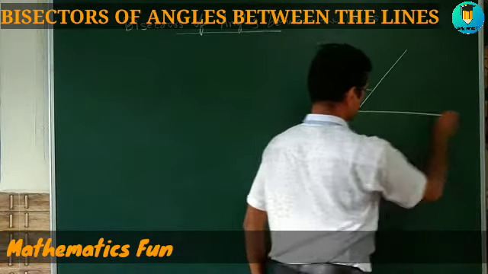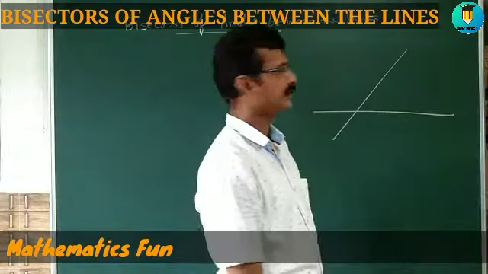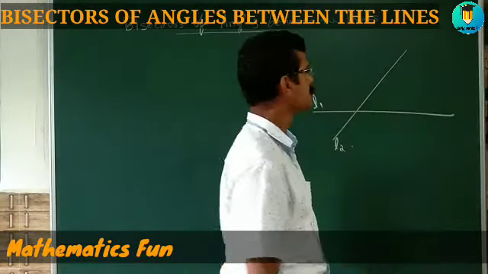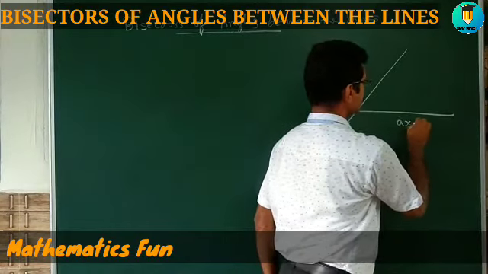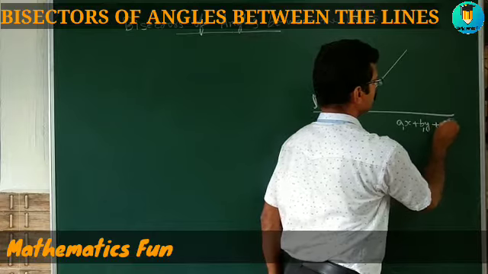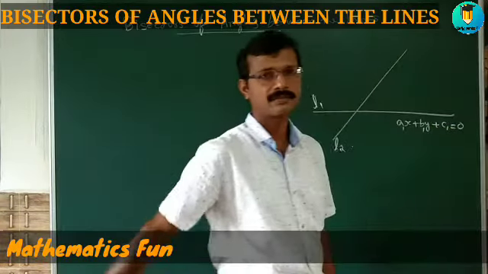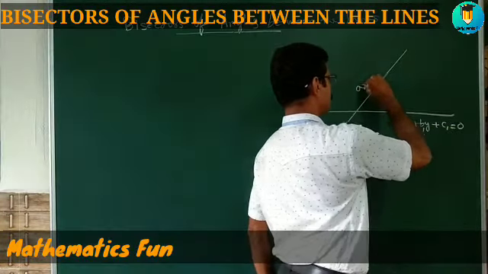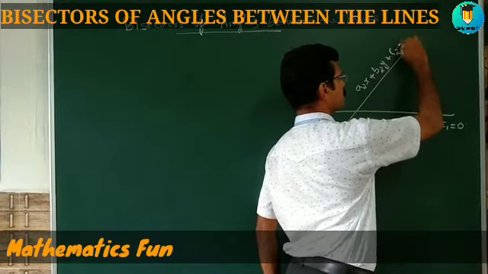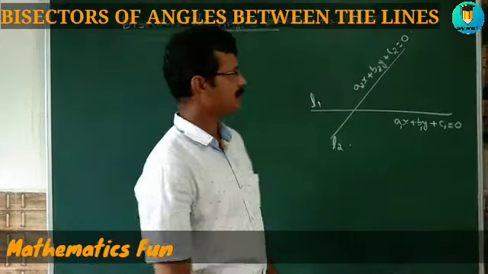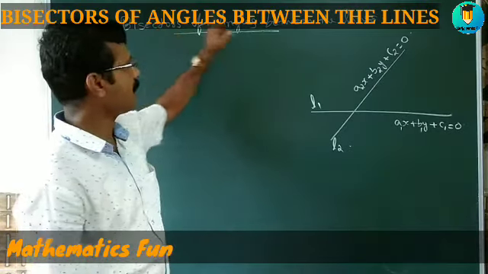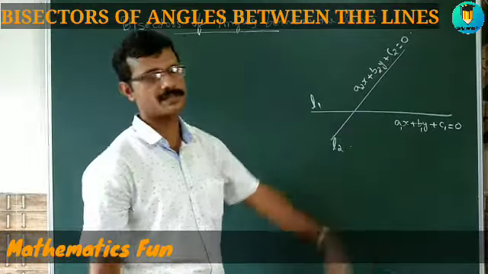Between two lines, let one of the lines be L1 and another one be L2. L1 is A1x plus B1y plus C1 equals 0, and L2 is A2x plus B2y plus C2 equals 0. Let these two be the lines. Now we need the bisectors of the angles between the lines.